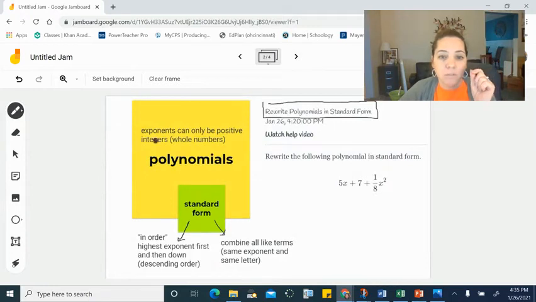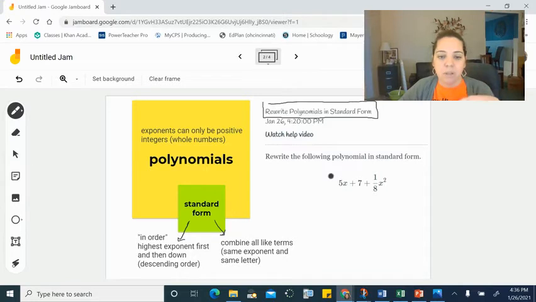So first of all, we have to know what a polynomial is. A polynomial is only allowed to have positive whole number exponents. You can add and subtract. The coefficients out in front can be anything they want. They can be fractions, they can be negative, positive, but these exponents can only be positive integers, whole numbers, okay? And then to put them in standard form, remember, that just means to combine all your like terms, and then put them in order, okay?